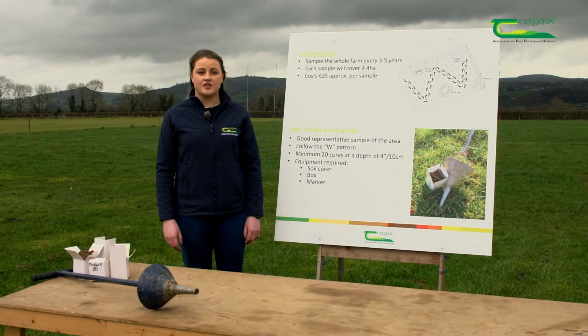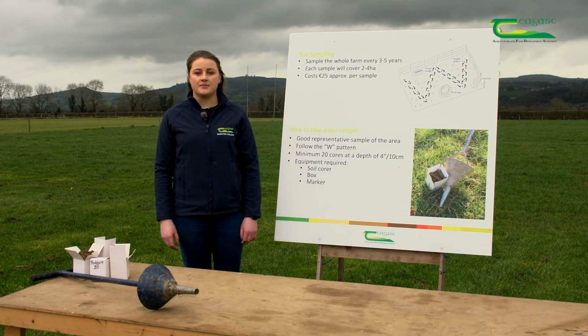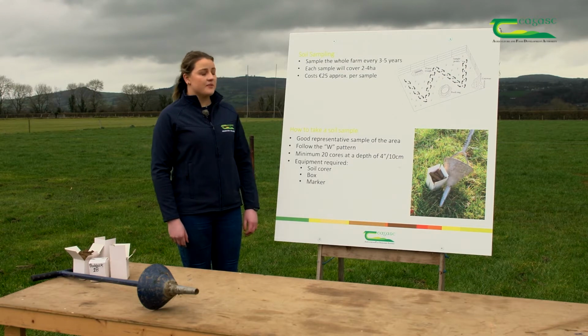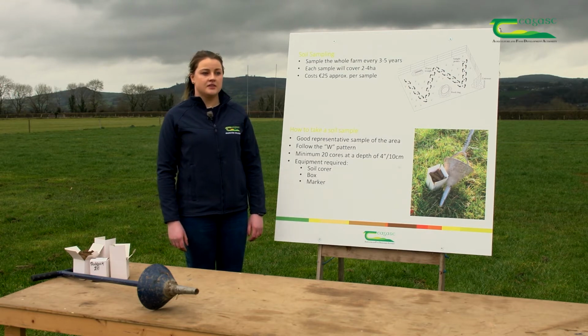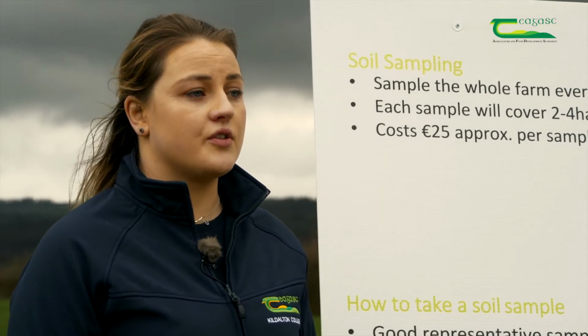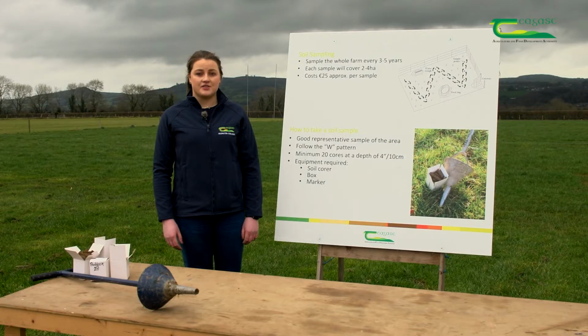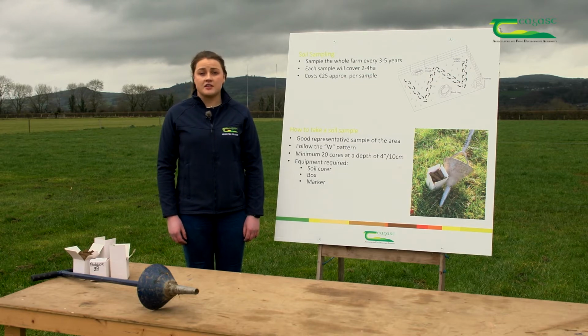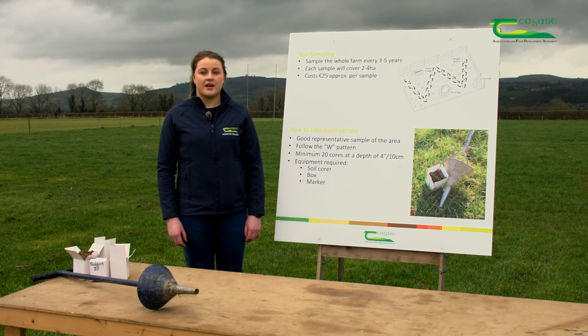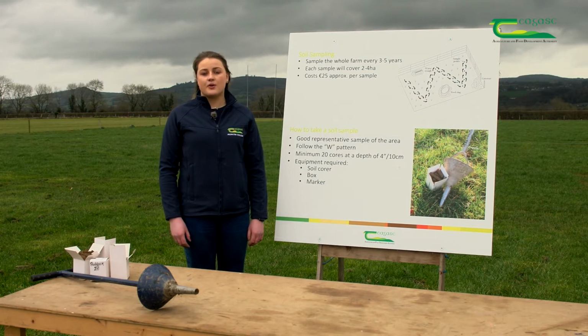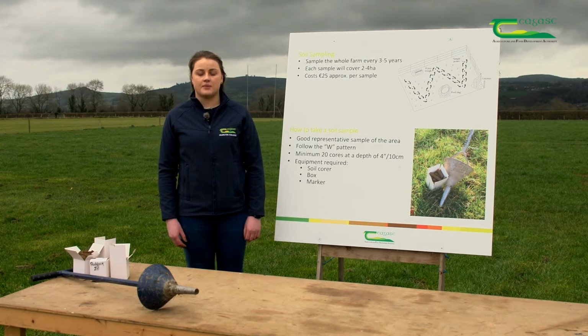A correctly taken soil sample is key to getting a picture of your pH, your P and K lime status on your farm. A soil sample for the whole farm should be taken every 3 to 5 years, and the soil sample area should be no bigger than 4 hectares. The approximate cost of a soil sample is €25. When you divide this over the 5 years that you can use the soil test results and divide it by the 4 hectares of the soil sample, it works out at $1.25 per soil sample per hectare per year, which is a relatively small investment for the information that you'll obtain.